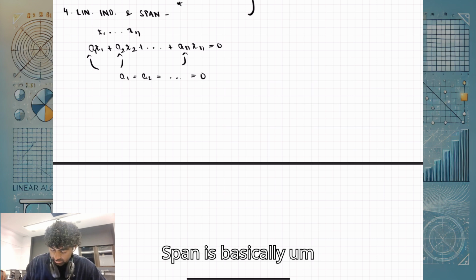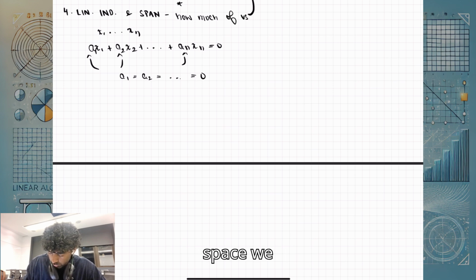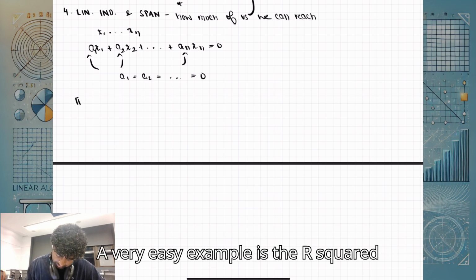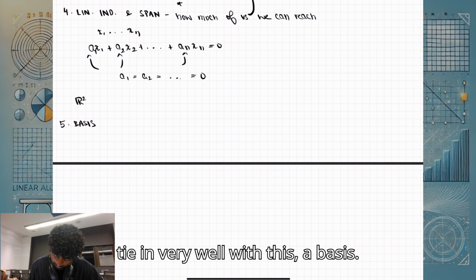Span is basically how much of a vector space we can reach. A very easy example is the R squared space. The next topic will tie in very well with this, a basis.